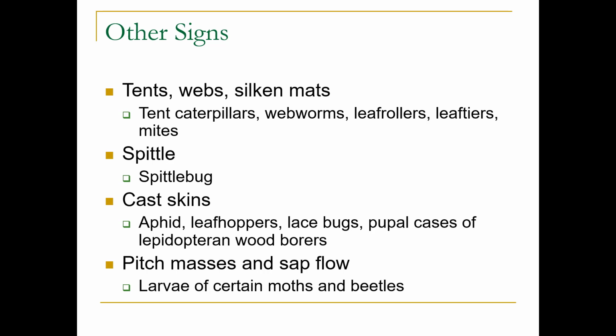So other signs you might see are tents, webs, mats: tent caterpillars, webworms, leaf rollers, leaf tiers, mites. I meant to take that off of there. We're going to talk about mites later. Spittle bug. That's going to start showing up here. I know somebody posted a picture of spittle bug on her samples. Cast skins. These are what's left behind from insects because they have exoskeletons. They have to molt as they grow. And then you may see pitch masses and sap flow.